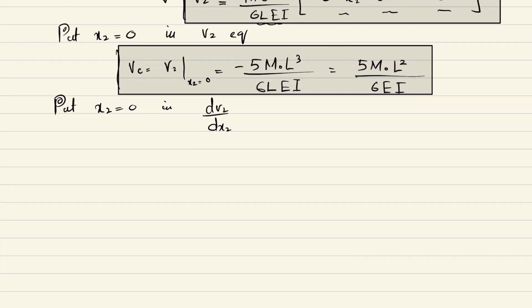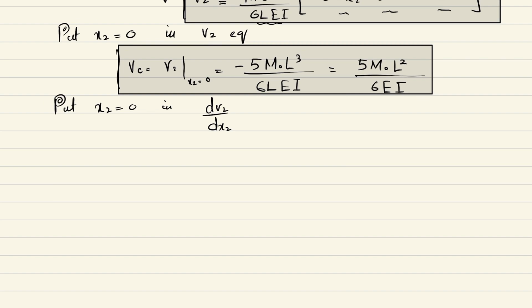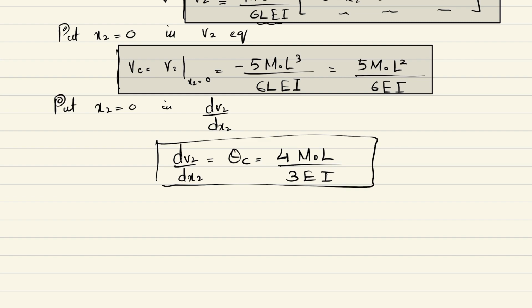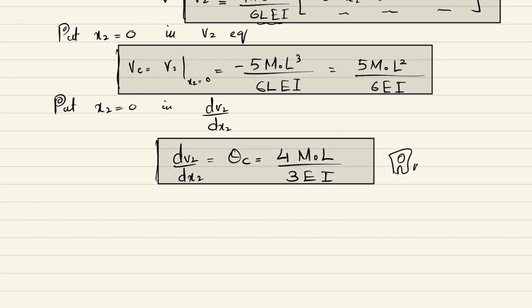Okay, so when you put it here in equation 2, you will get dv2 over dx2, which is equal to the slope at point C, and that will be equal to 4 m naught L over 3EI, and this is the answer of our question part B.